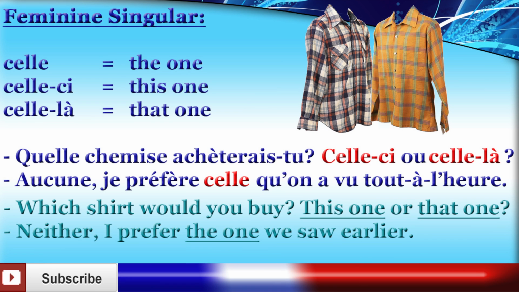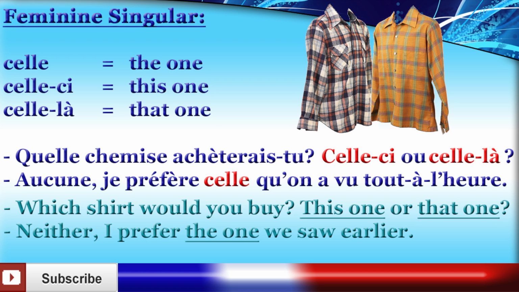If the noun the demonstrative pronoun stands for is feminine and singular, you need to use celle to mean the one, celle-ci to mean this one, and celle-là to mean that one. So that's celle, celle-ci, celle-là.